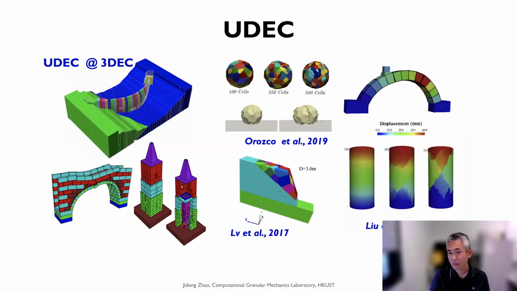And also, UDEC is another product by Itasca. Typically, they use that to simulate block-like material, like rocks or fractured rocks here. Okay.